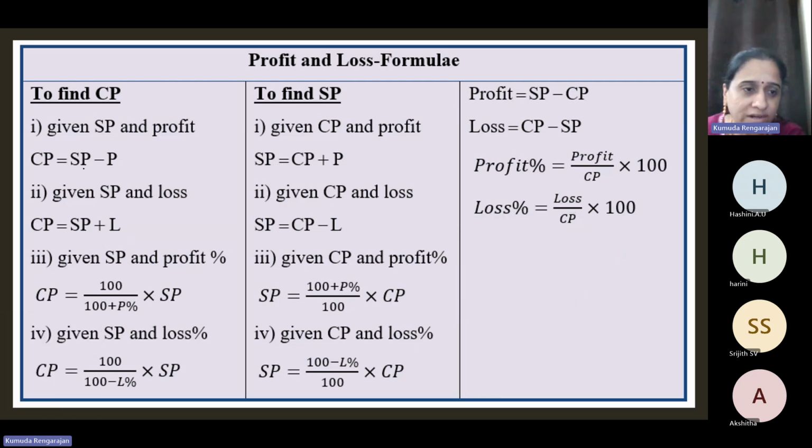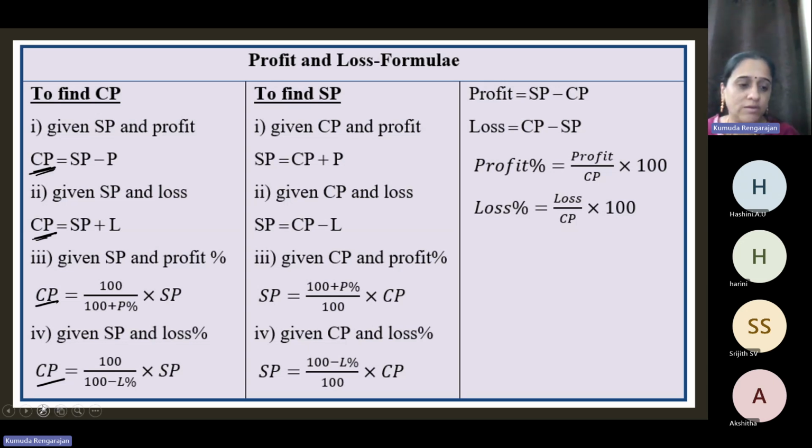So if it's a profit, CP is equal to SP minus profit. If it's a loss, it will be CP is equal to SP plus loss. Now, see, all this is to find the CP. Everywhere it is to find the CP. So given different information, how do we find the CP?